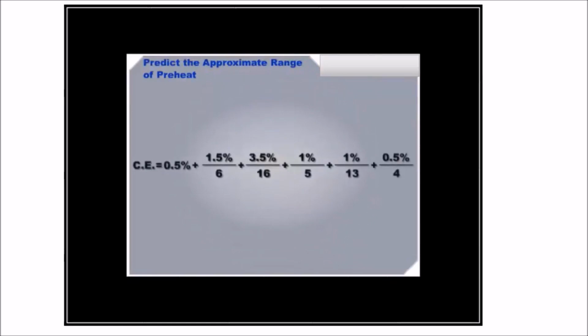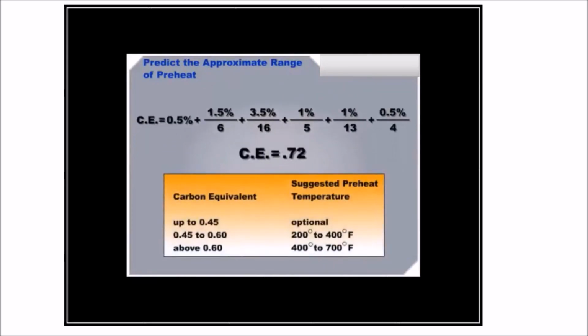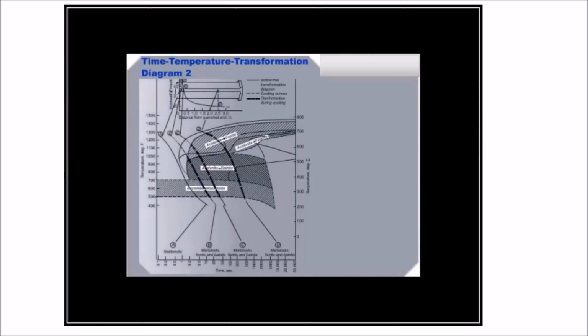Once an equivalent carbon content has been determined, we can predict the approximate range of preheat that will be necessary for best results in welding. The table below summarizes some suggested preheat diagram, shows the microstructure.